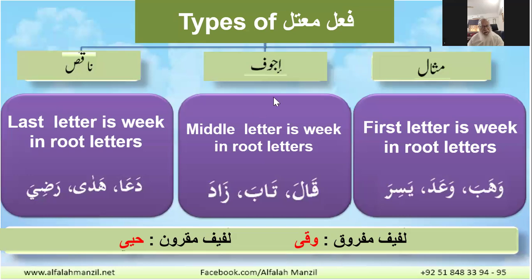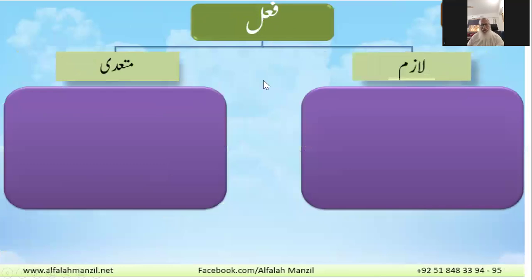So mu'tal comprises these three types, and the fourth type is called lafif, in which at a time two weak letters may come in the word. They may be close to each other, lafif maqrun. They may be apart from each other, then it's called lafif mafruq. The fa'il, or the verb, can have again two types. There are many ways to differentiate the types of the verb.